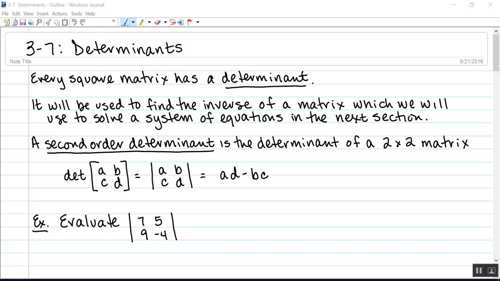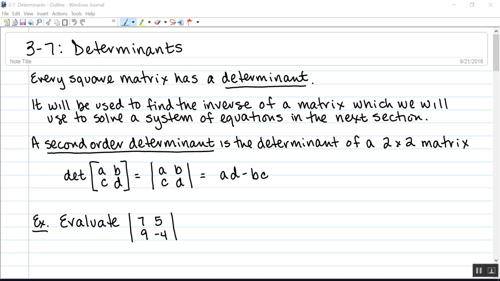And we're going to use it in the next section to find the inverse of a matrix, which we will use to solve a system of equations, which is actually a really cool thing to do. A second order determinant is the determinant of a 2 by 2 matrix. And here's some of the notation. So we write DET out in front of the matrix, and that refers to not the matrix, but the determinant of the matrix, which is a number.